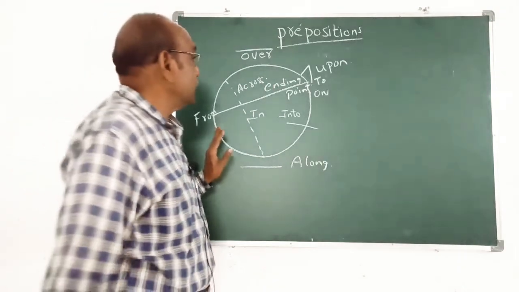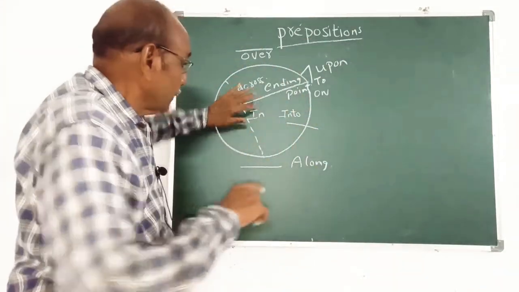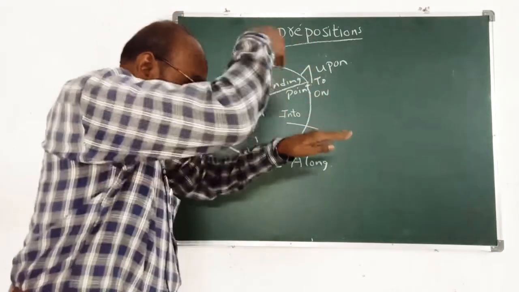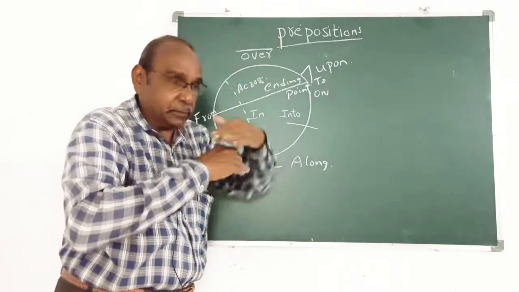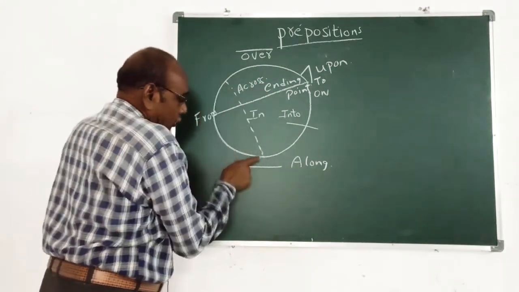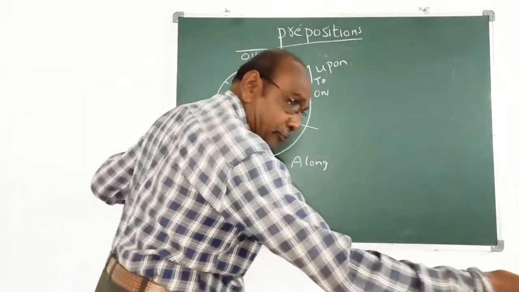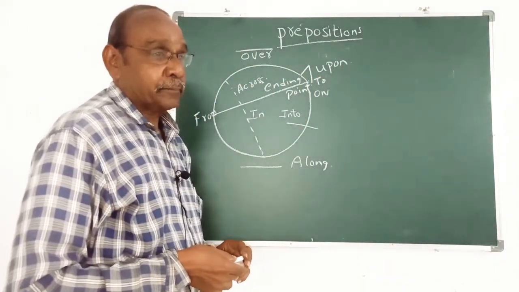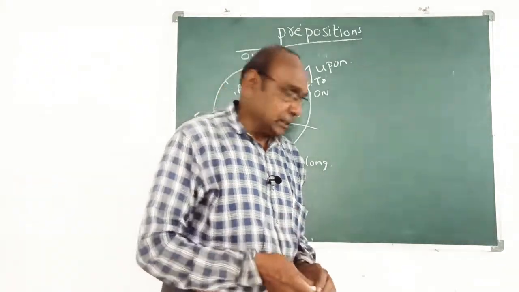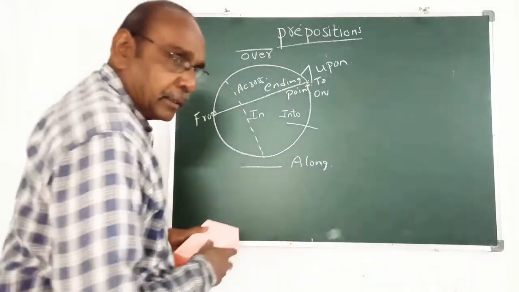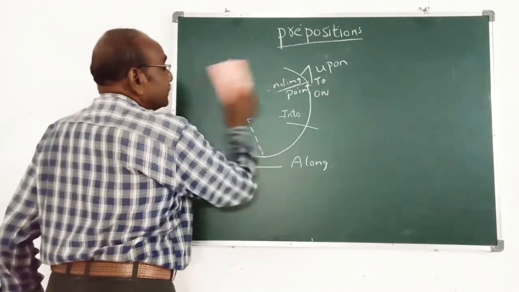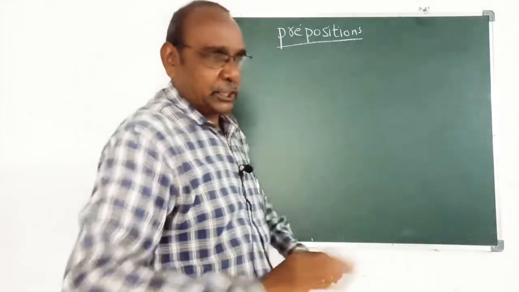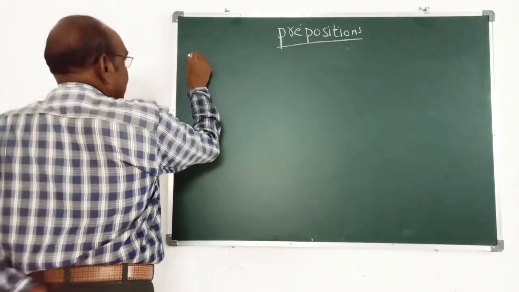Okay, once again a quick revision. In, covered area. Into, from outside to inside. On, touch. Upon, up and then touch. Over, no touch. Across, one end to the other end. Along, by the side of. From, starting point to ending point. Okay? So, these are a few basic prepositions. Now, I will just take two more prepositions for today, for this class. Now, next one, number 7.